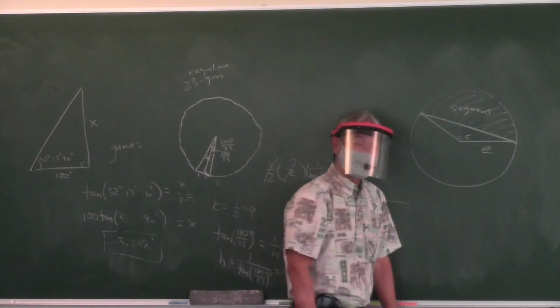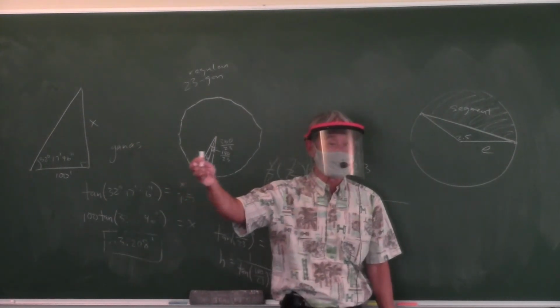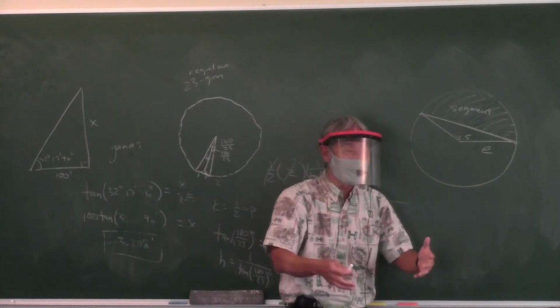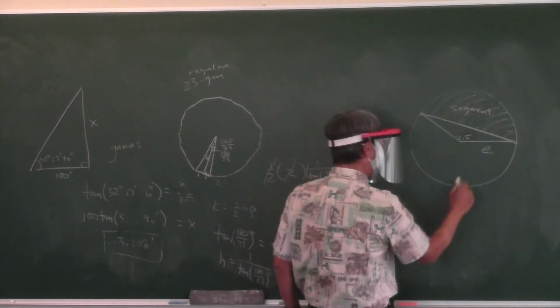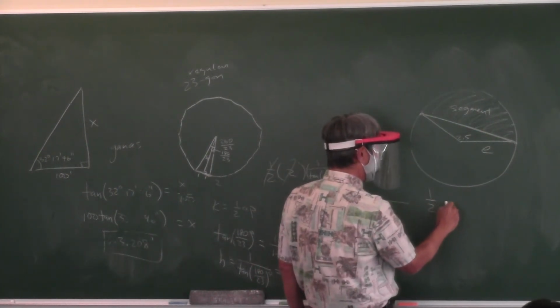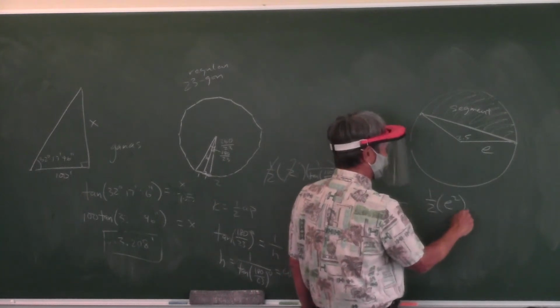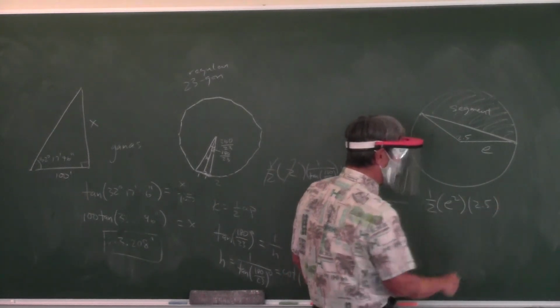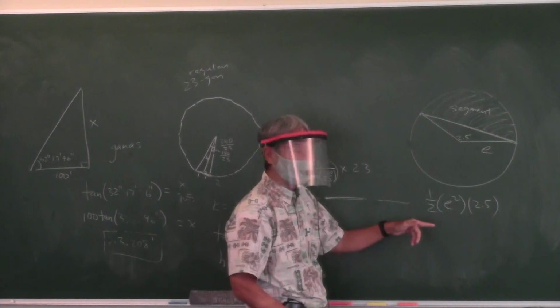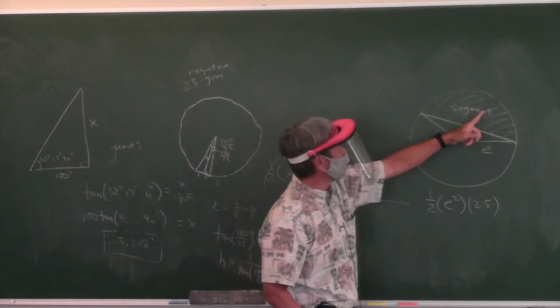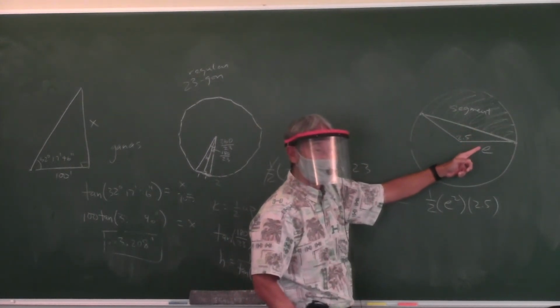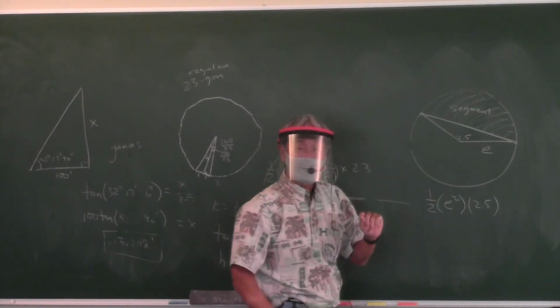Do we know how to find the area of a sector? Yeah, we got a formula for it. 1/2 r squared theta. The area of the sector is 1/2 radius squared times theta, measured in radians. But I don't want the whole sector, I want the segment. So what do you do? You subtract the triangle.